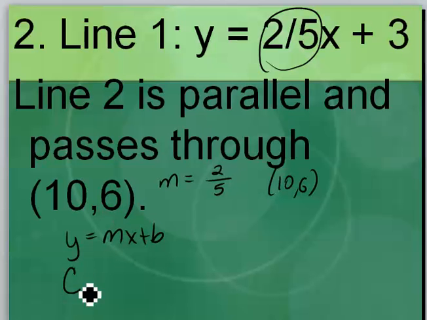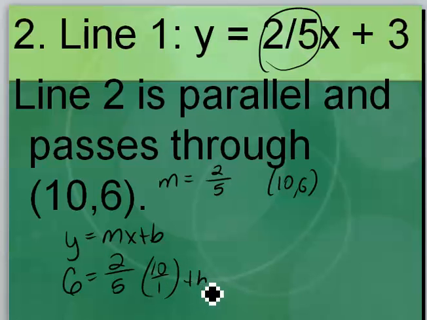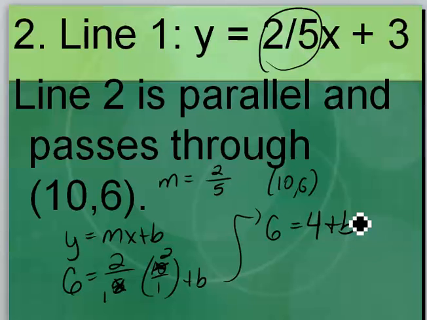The y value from the point is 6. M, our slope, is 2/5 because we want to be the same as the first line. The x from the given point is 10. And because we're multiplying by a fraction, I'm going to write this as 10 over 1 plus b. So we have 6 equals, and if I reduce 2/5 times 10, 5 divided by 5 is 1, 10 divided by 5 is 2. So 2 times 2 is 4. The ones on the bottom could just drop out, plus b.